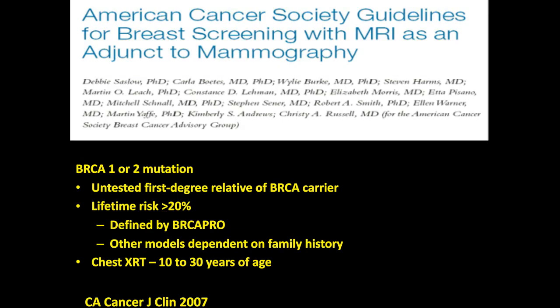In 2007, the American Cancer Society guidelines recommended that in women with a greater than 20% lifetime risk for developing cancer, an MRI should be performed in addition to mammography once a year.